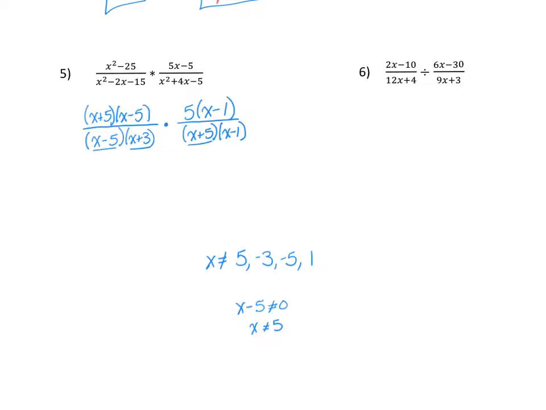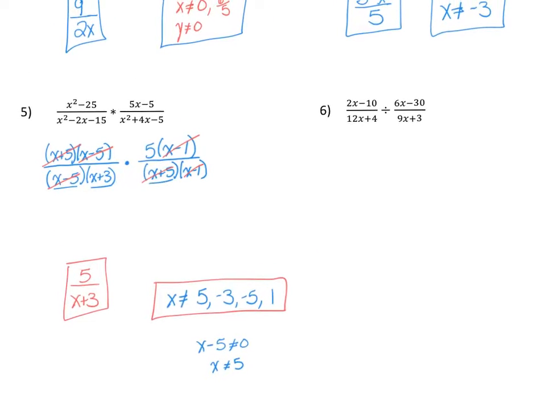Anything from any numerator can cancel with anything from either denominator. So you can really cancel diagonally or vertically. So we have x minus 5s can cancel, this x plus 5 with that x plus 5, this x minus 1 and that x minus 1. And we are just left with 5 over x plus 3. So that's our final answer. Here are the restrictions. As you can see, it's really important to make sure you state your restrictions before you cancel. Now let's try a division problem.